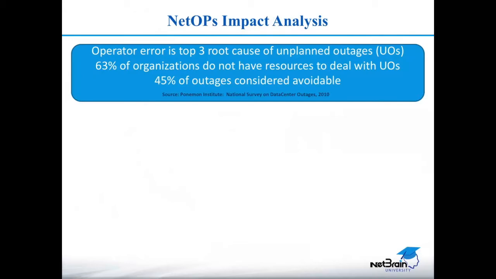First is that operator error is the third top root cause for unplanned outages. And secondly, 63% of organizations feel that they don't have the resources to deal with these unplanned outages. The same study also reported that its respondents believed that after postmortem exercises, 45% of the outages were considered avoidable. If taken very literally, the root cause for the majority of issues would be labeled as a staffing issue.